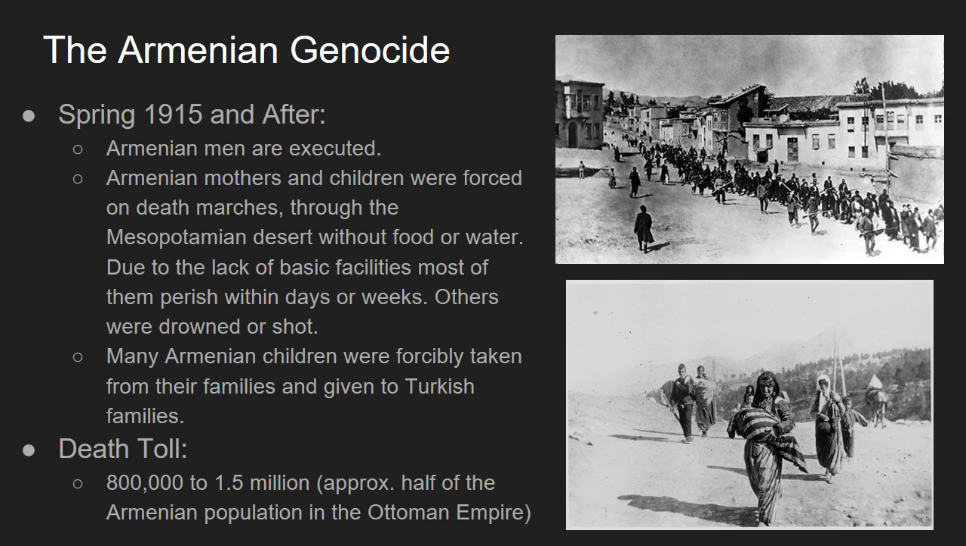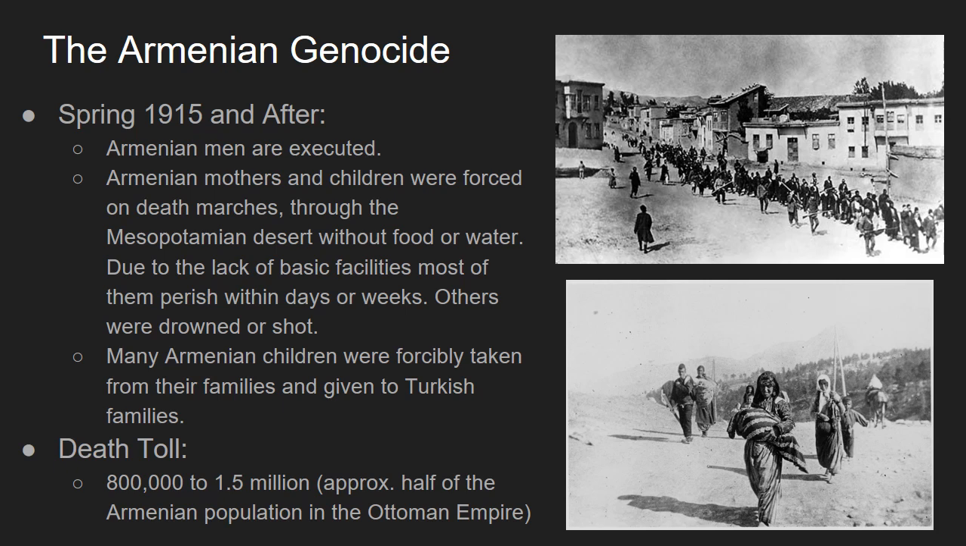So starting in the spring of 1915 and for several years after, the Armenian Genocide continues. Armenian men are executed, while Armenian mothers and children were forced out to walk out into the Syrian desert on what are called death marches. They had no food or water. They were trying to carry all of their belongings with them. Due to the lack of basic facilities, most of them perish within days or weeks.